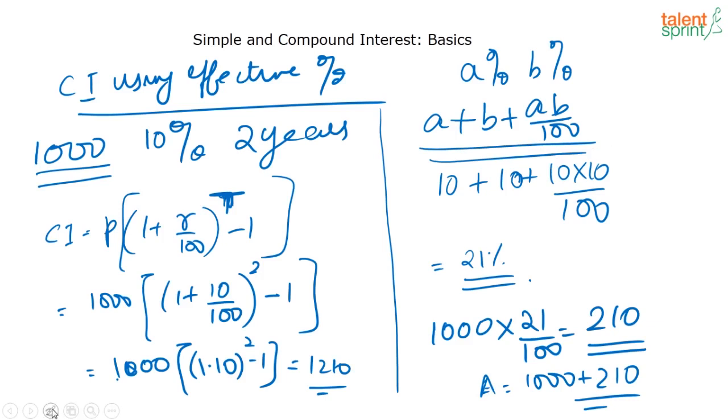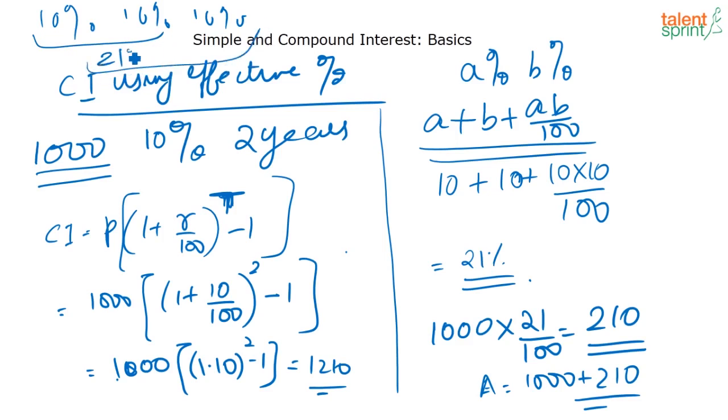Now let us say it is for 3 years, how will you calculate the effective percentage? This is for 2 years, right? Here, 1000 rupees, 10%, 2 years, we use the concept of effective percentage. Now if it was 3 years, how will we use the concept of effective percentages? Just take 10%, 10%, 10%, and first find the effective percentage of these two. The answer that you get will be 21, right? You got 21 here. Now find the effective percentage of 21 and 10. The net answer that you get will be the net interest that you get for 3 years.